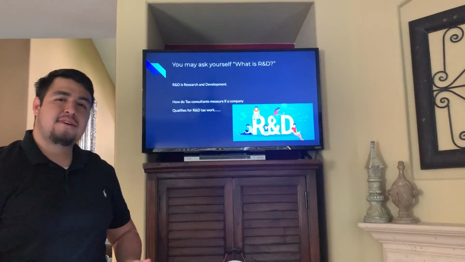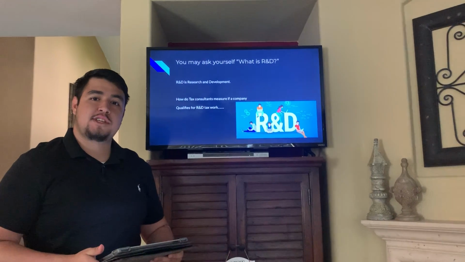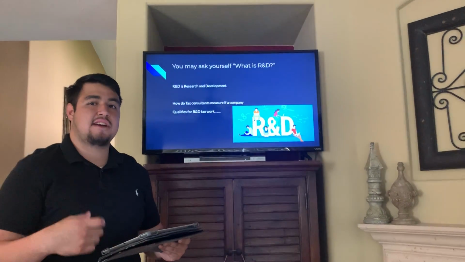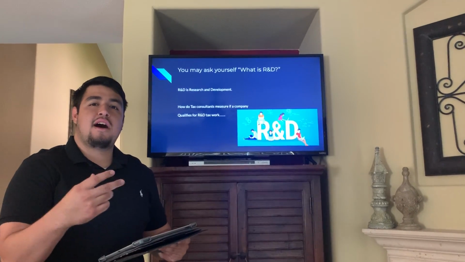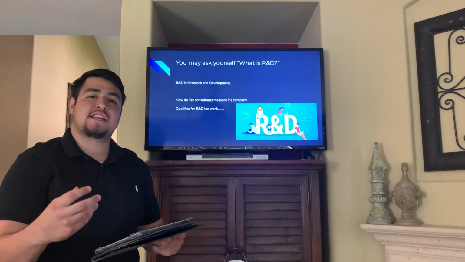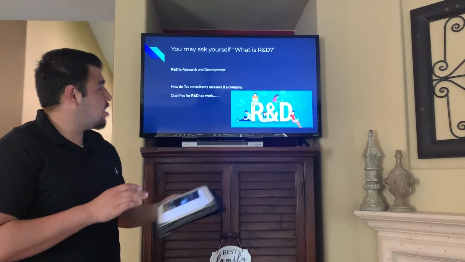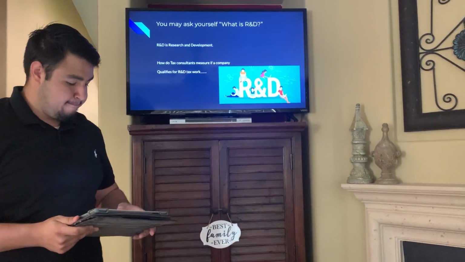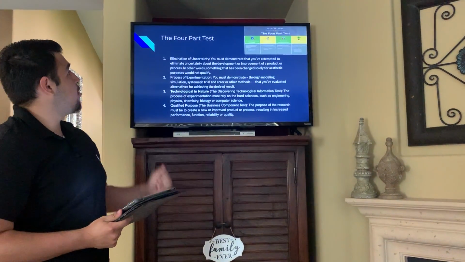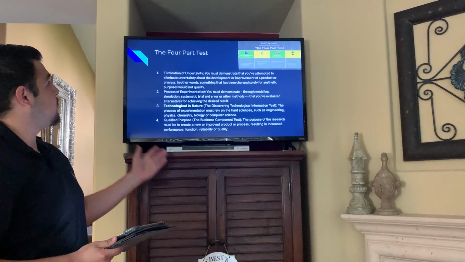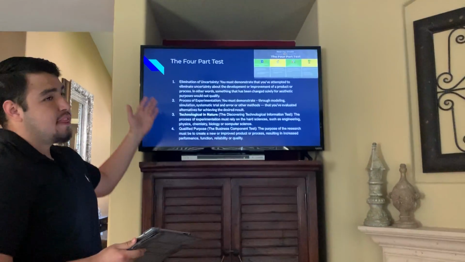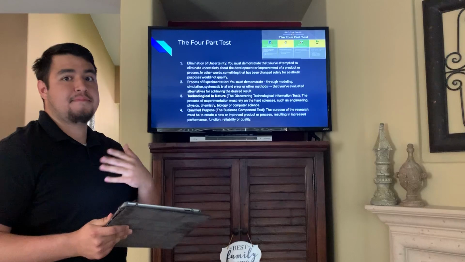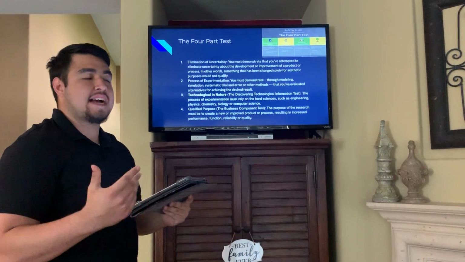So you may ask yourself, what is R&D? Well, R&D is research and development. Research and development is the way that R&D tax consultants make their decisions on which companies qualify for their tax return. So, how do tax consultants measure if the company qualifies for the R&D tax work? Simple, the four-part test. So, what is the four-part test? It's a test that companies need to fulfill each part of to be eligible for our tax return.